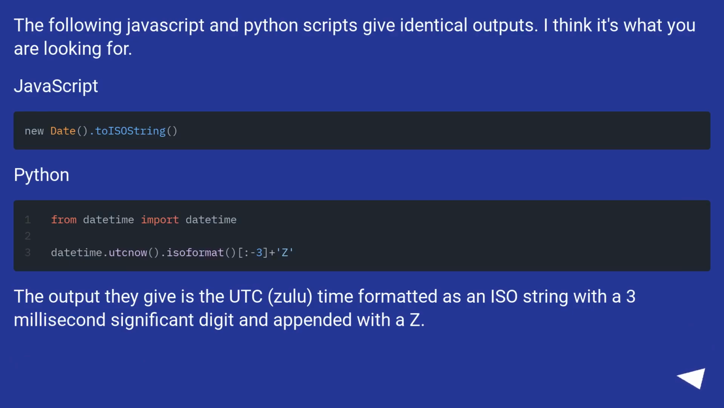The following JavaScript and Python scripts give identical outputs. I think it's what you are looking for. JavaScript, Python. The output they give is the UTC, Zulu, time formatted as an ISO string with 3 millisecond significant digits and appended with a Z.